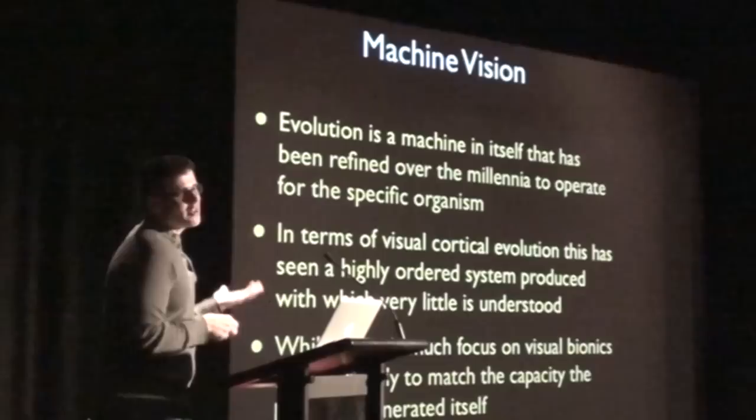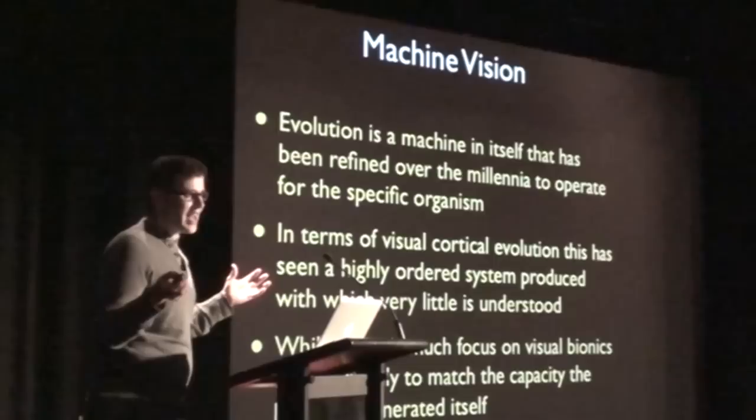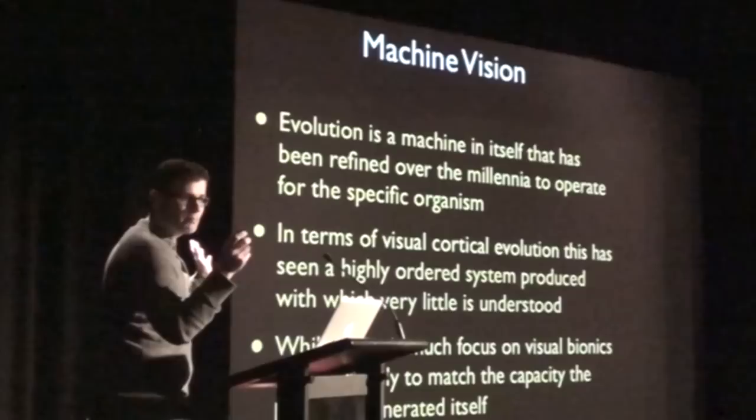And while there's been much focus on visual bionics, like I'm saying, this is less likely to ever generate what that brain has been able to evolve itself. And it's going to be bigger than that computer we saw at the start to actually process it. And I'm not going to be able to pull that around behind me.